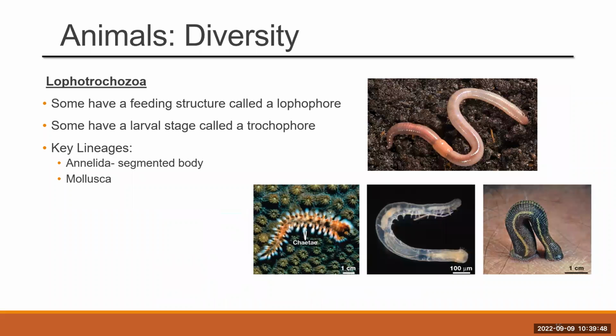So even though something like an earthworm is round, it's not radially symmetric. If you were to cut this thing down the middle, it still has a left and right side, still has a head end and a tail end. So don't let a round animal trip you up.